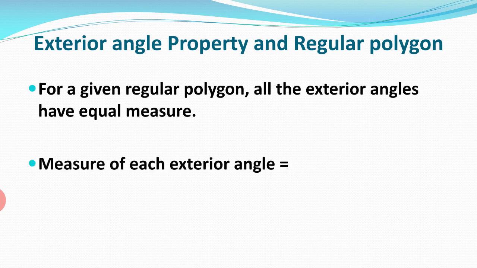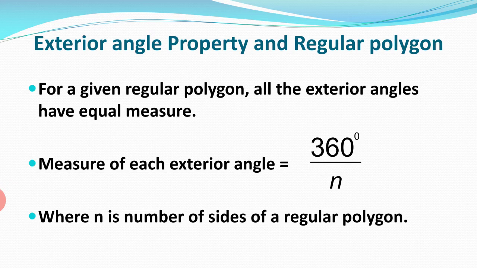So measure of each exterior angle for a regular polygon will naturally be 360 degrees upon n. Because sum of all exterior angles is how much? 360 degrees. And they have equal measure. And how many exterior angles are there? There are n exterior angles. So what is the formula? Measure of each exterior angle, of course for only a regular polygon, is equal to 360 degrees upon n. What is n here? Where n is the number of sides of a regular polygon.